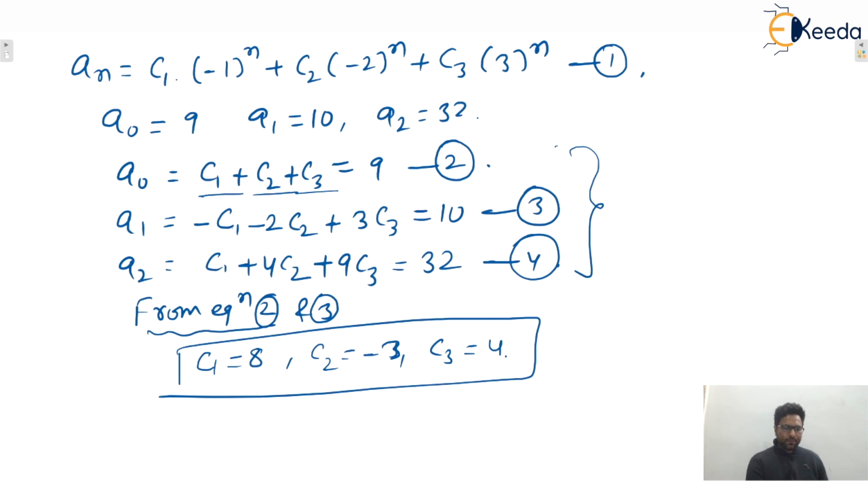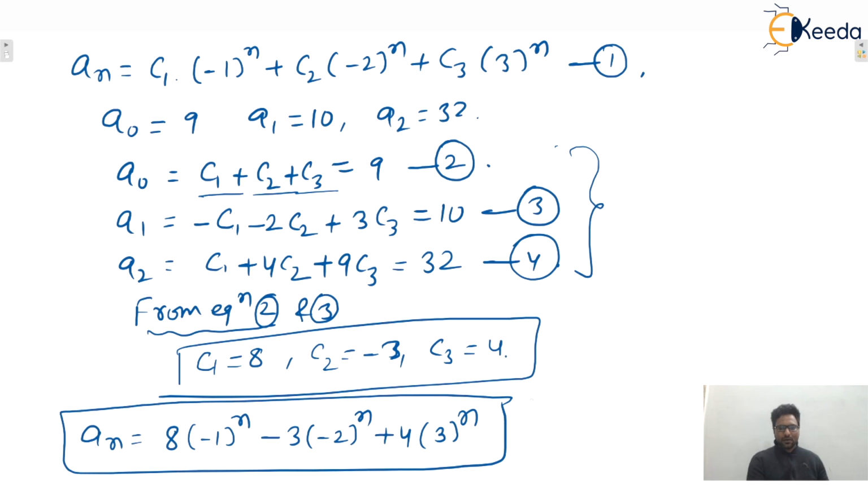Yes, after the solution, now what will be the solution? Put these values in equation 1. So it becomes 8 into minus 1 raised to power n, minus 3 into minus 2 raised to power n, plus 4 into 3 raised to power n. We can say that that is the required solution, isn't it? That is the required solution.